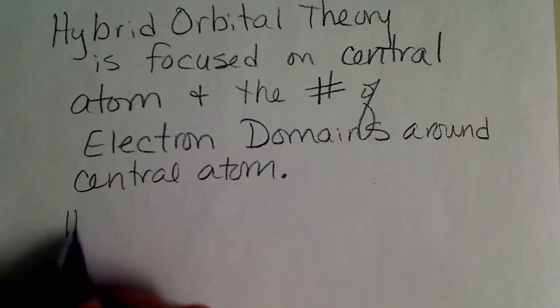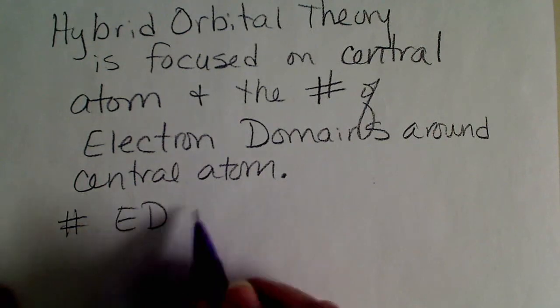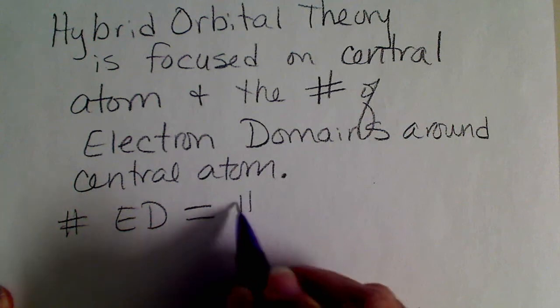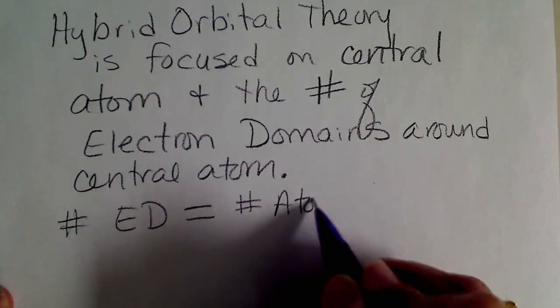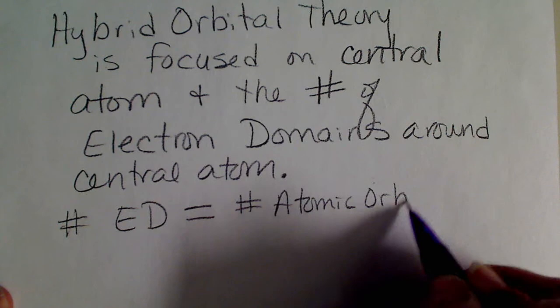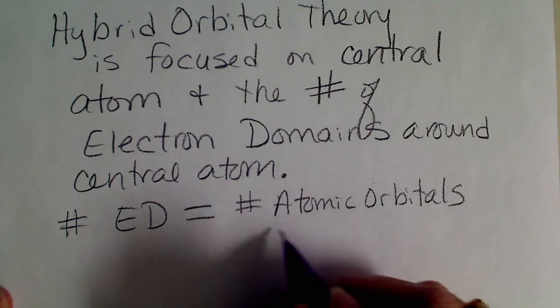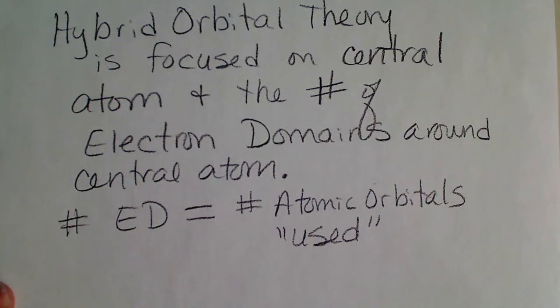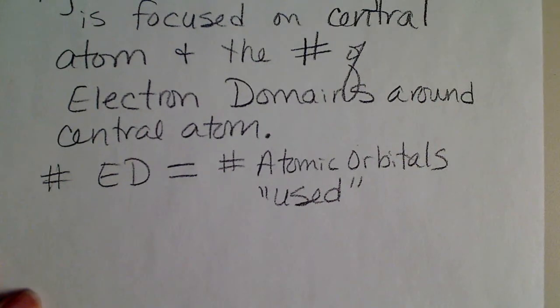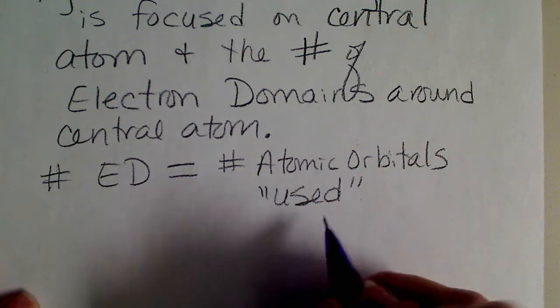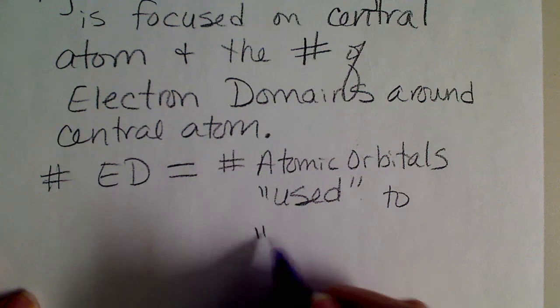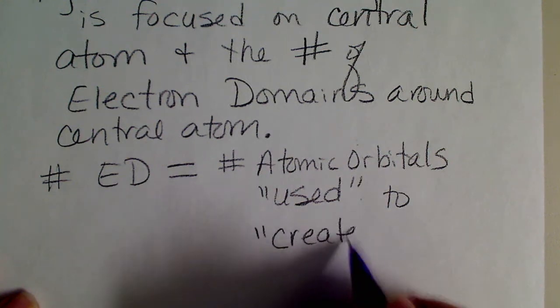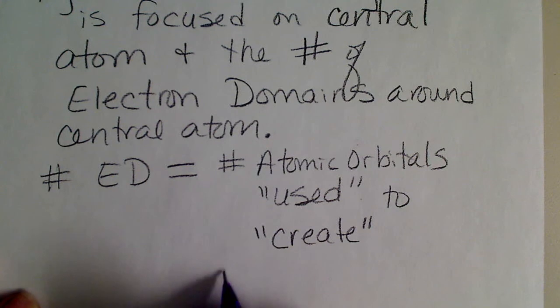So I'm just going to write this. The number of electron domains is going to equal the number of atomic orbitals, I'm going to say used. We talk about it as though we're creating the orbitals. The orbitals are already there. This is sort of a bookkeeping system. So that's going to be the number of atomic orbitals used to create, again, we're not really creating anything, the same number of hybrid orbitals.